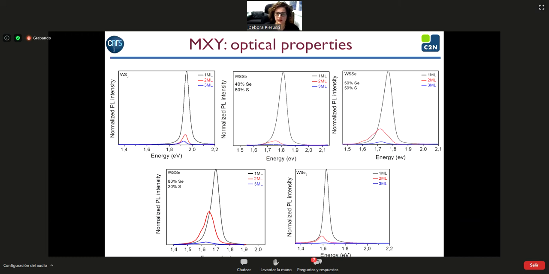And now we also study the evolution of the PL in this material as a function of the number of layers. What we see is that we have, as for the standard TMD, a similar behavior. So the PL decreases as we increase the number of layers, because we have, in principle, an indirect band gap for the 2 and 3 monolayers. But what we see clearly is that when we increase the selenium composition, the PL for the 2 monolayers is very huge. This is strange for this kind of material, if we remember the standard TMD.